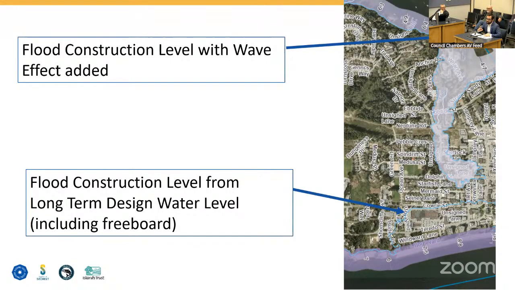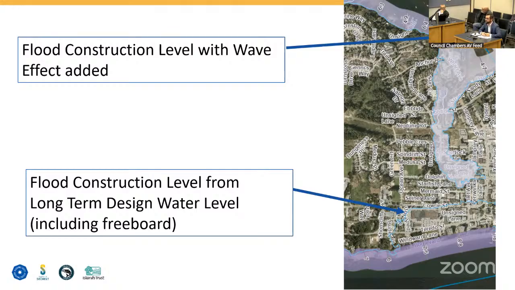But there's another method of developing flood construction levels, which just takes that flood construction level and adds the freeboard onto it, which is that safety buffer. So it's not saying that the water is going to be there. It's saying that with the safety buffer, because there's a lot of unknowns, that's where the flood construction level line probably is in this project.